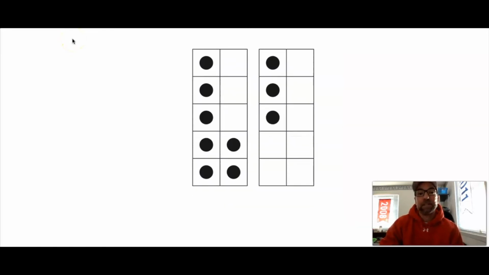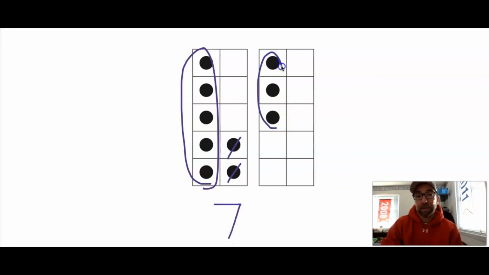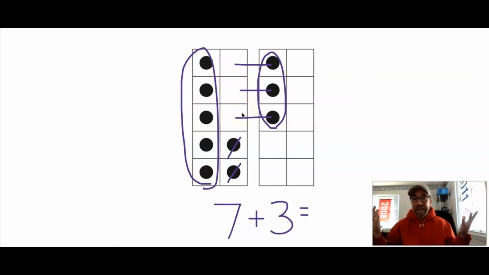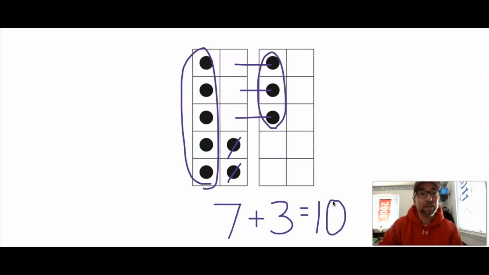In my very first 10 frame, I found 7. Here's 5, 6, 7. And in my other 10 frame, I see 3. 7 plus 3. And I know how many there are, because look at this. If my dots slide over, they're going to fill up my 10 frame. So I know I'm going to have 10 dots. Did you get 7 plus 3 equals 10? Because that would be pretty good.